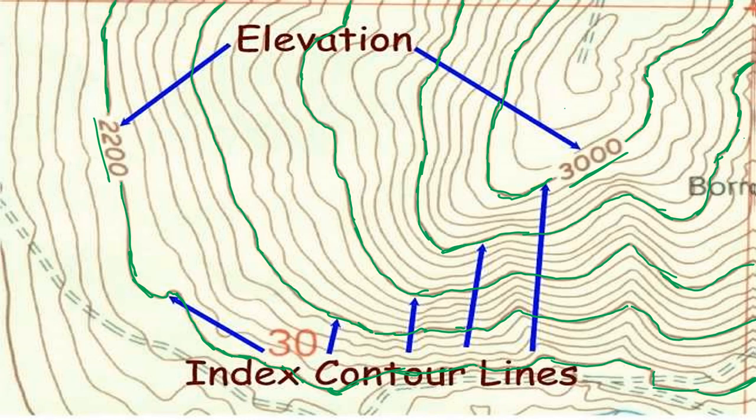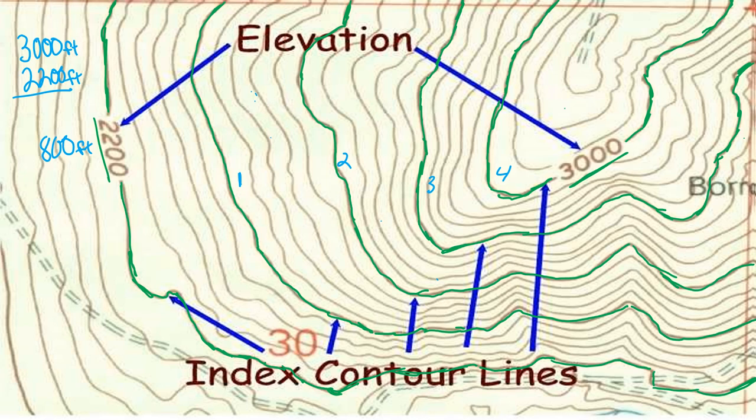So we start at 2,200. We have 1, 2, 3, 4 lines here. And so, very simple math. Our top number there is 3,000 minus 2,200, where we're starting at. And we're just going to find the difference. That's going to leave us with 800. So we have 800 feet.